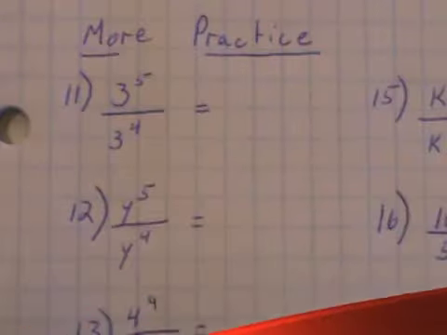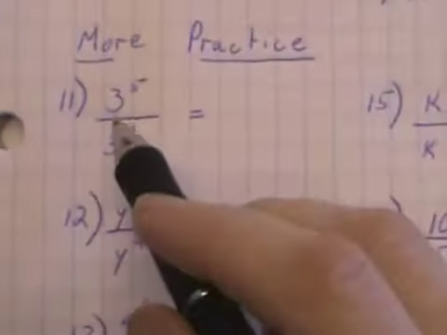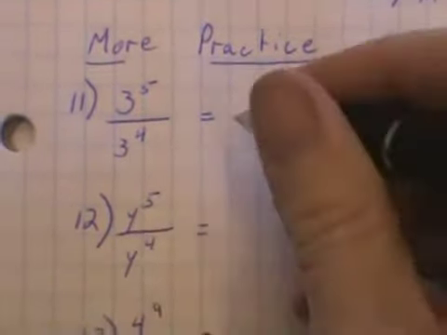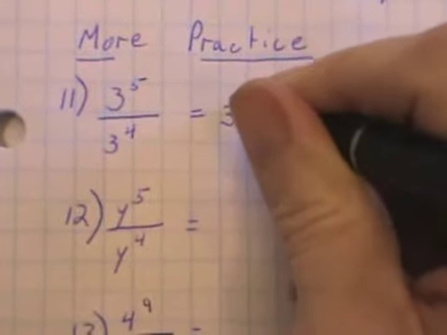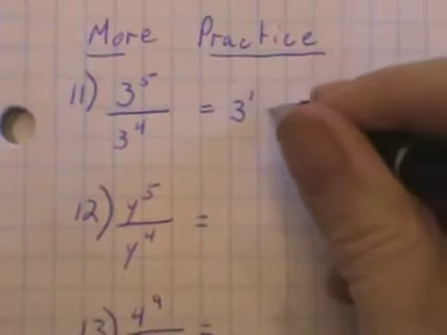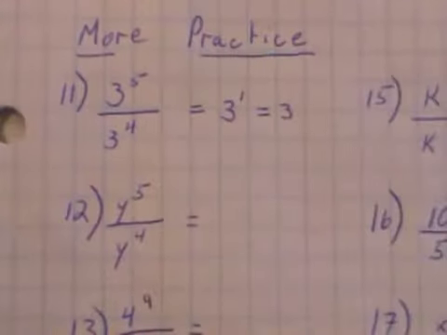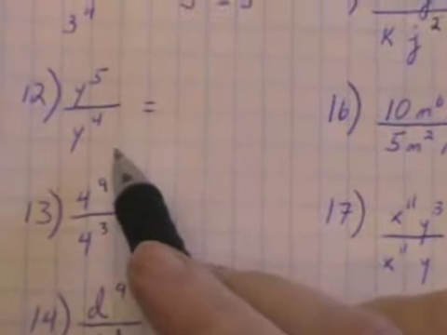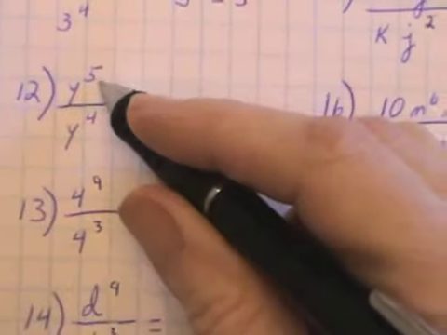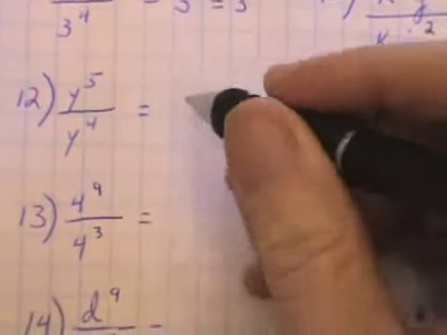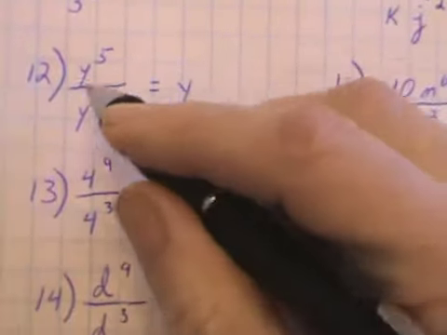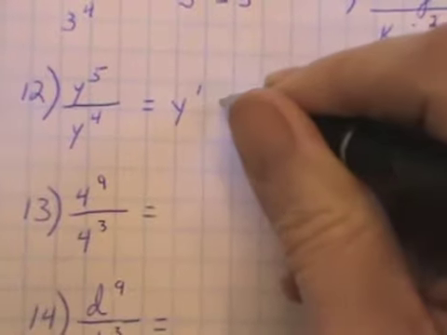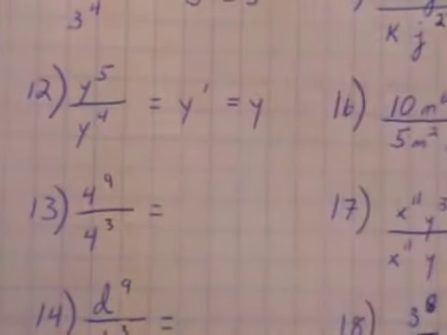All right, let's get a little bit of practice with dividing these. 3 to the 5th over 3 to the 4th. The base is the same, they're being divided, so this is equal to 3 to the 1st. You don't have to write it as 3 to the 1st. Generally, you just write that as 3. So, y to the 5th over y to the 4th. Same base, they're being divided, so that means keep the y, subtract 4 from 5, and you get y to the 1st, which, as I just said, you should write as y.